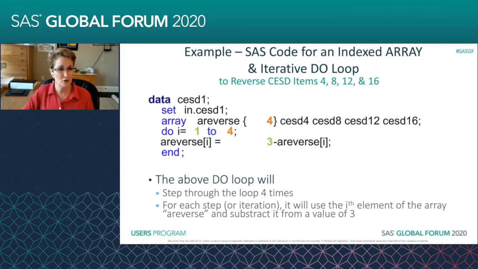I reference my array name, A reverse, here, and then indicate what item in the array I want to reference using that index variable I. So the I in the square brackets matches the I in the do statement, that index variable name. That is then equal to 3 minus the same item in the array, A reverse square bracket I. And then to make sure that I've ended my do loop, I end it with the end statement followed by a semicolon.